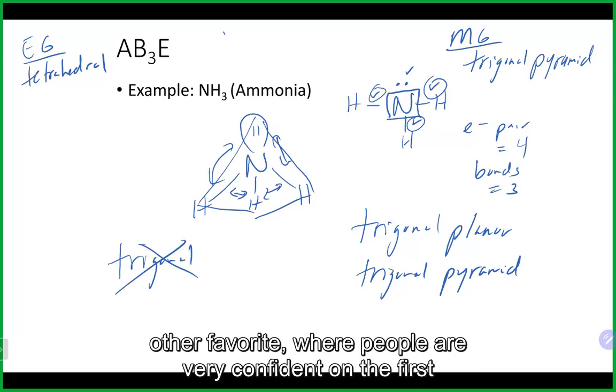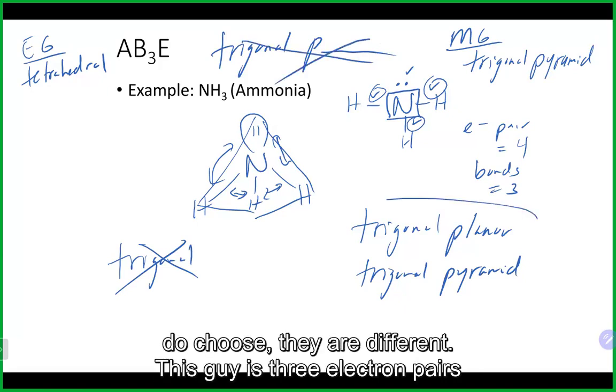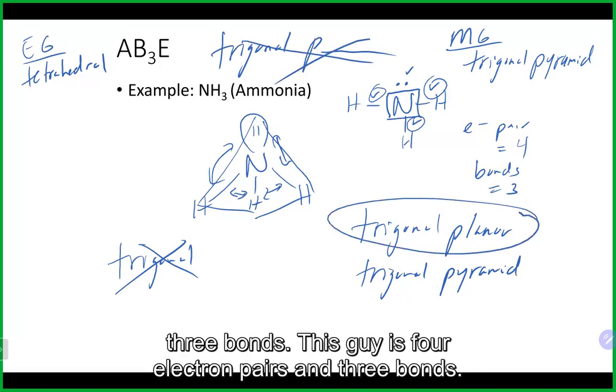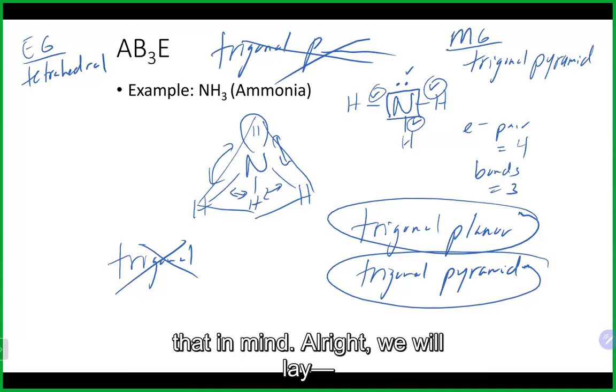Don't do my other favorite, where people are very confident on the first name, trigonal, and then it's clearly planar, pyramid. So make sure you do choose. They are different. This one is 3 electron pairs, 3 bonds. This one is 4 electron pairs and 3 bonds. So there is a difference between those two, and make sure you keep that in mind. All right, we will see you later.